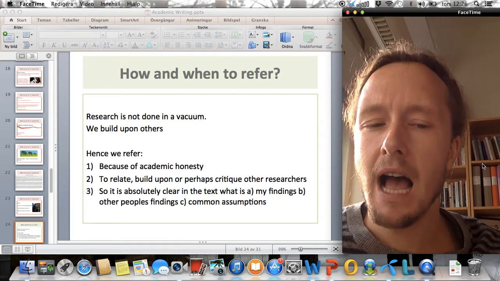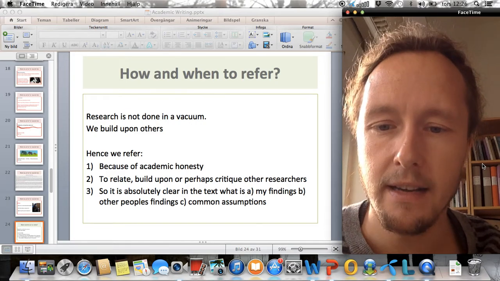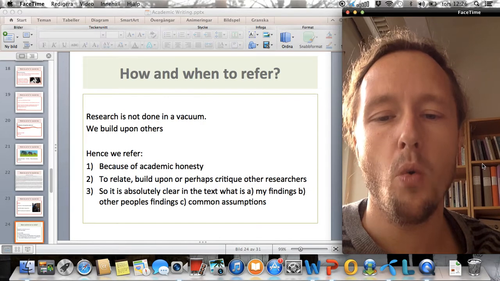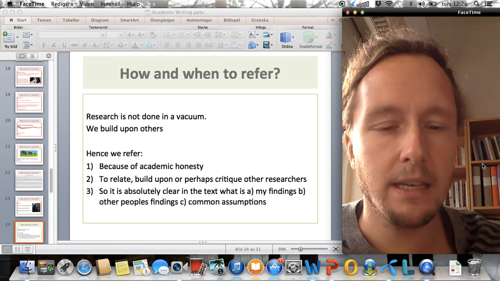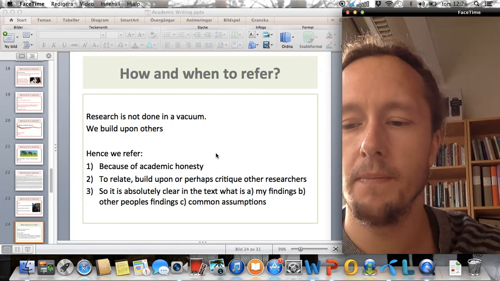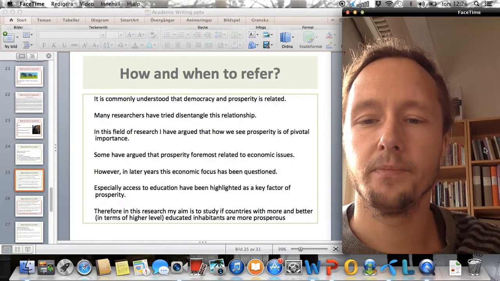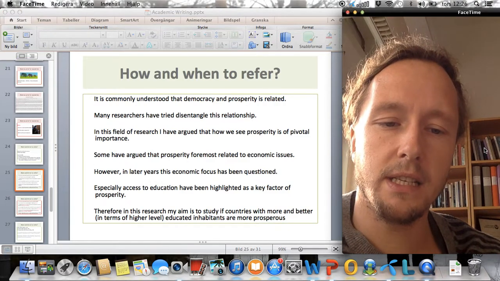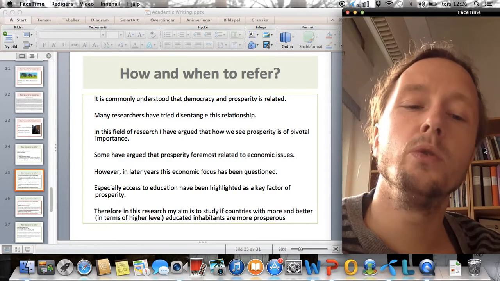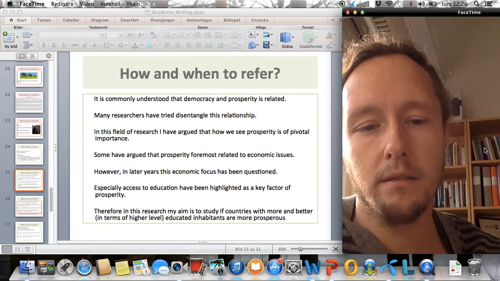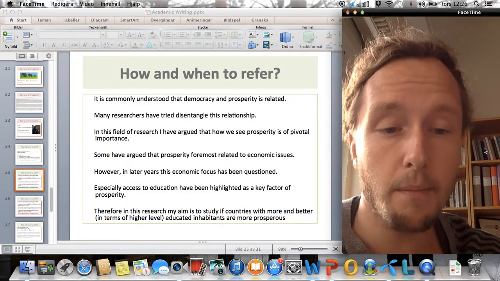And it has to be absolutely crystal, 100% clear in the text what is A, your findings, B, other people's findings, and C, common assumptions. I'll give you an example of this. Here you have a couple of sentences, and you can think about that. Where would you need a reference here, and why, according to this sentence? Now take a while, stop the presentation here, and think about this for a while.